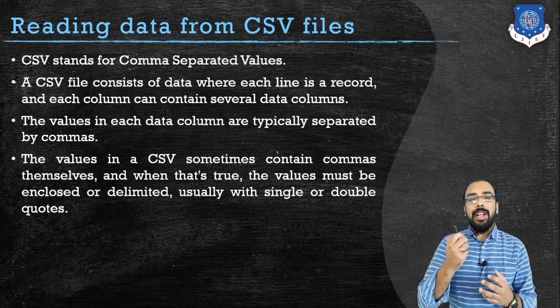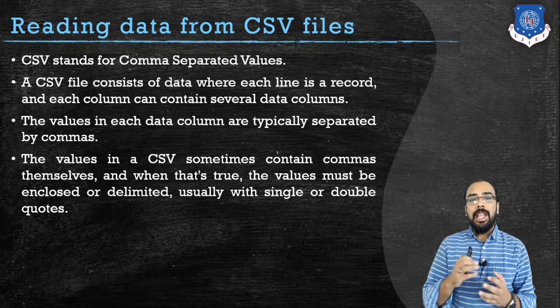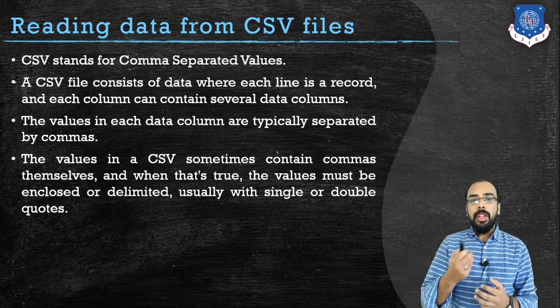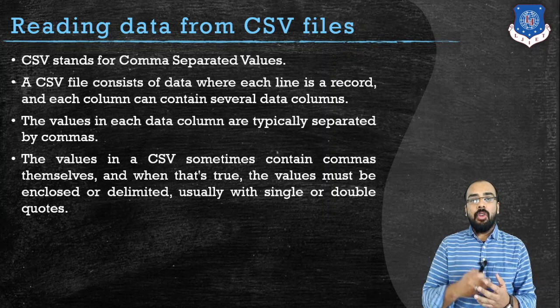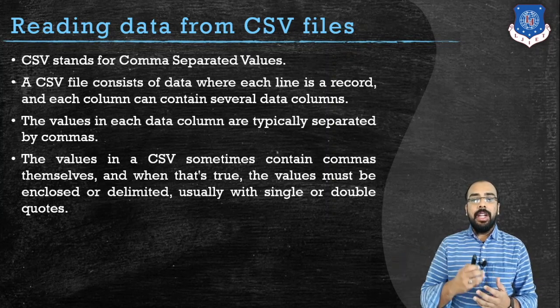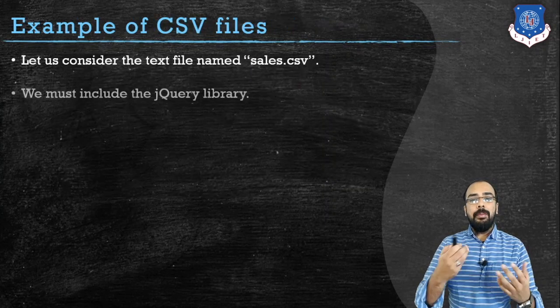Now what is a CSV file? Usually a CSV file consists of values which are enclosed within single quotes or double quotes, and they are separated by a comma or a delimiter. The name suggests comma separated values, but we can use any other delimiter also. In this particular example, we are going to use a comma, which separates the different data items present inside our file.